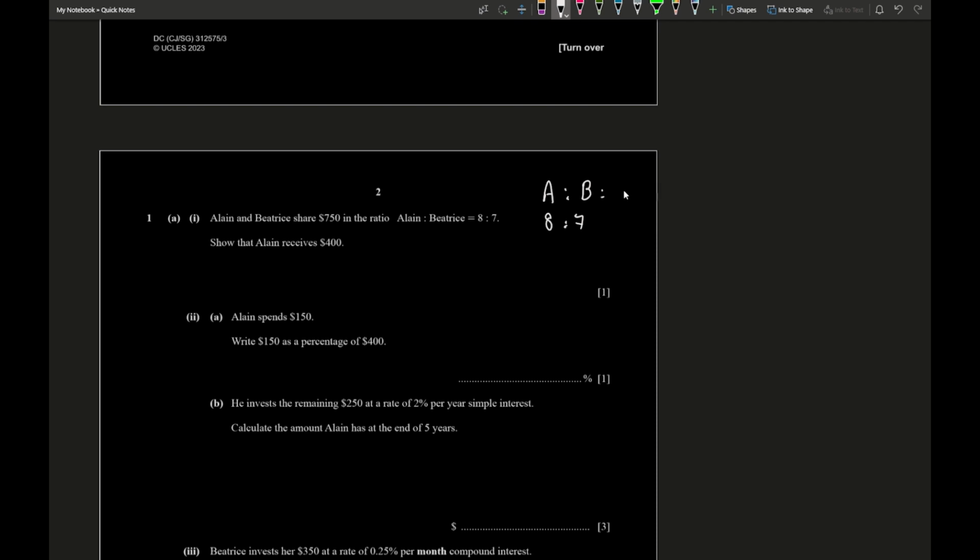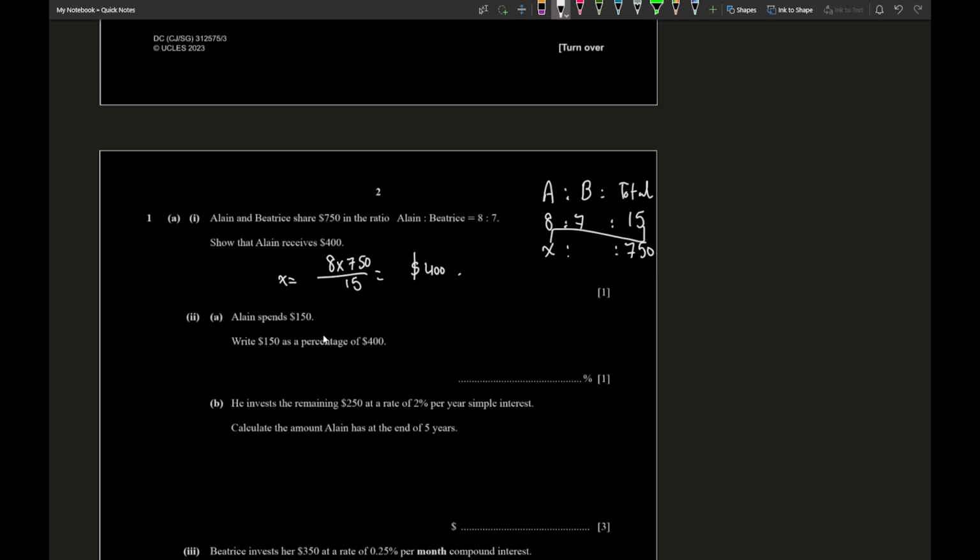Okay. فانت التوتال ratio عندك the sum of the two ratios 8 plus 7 is 15. بيقول لك that they both share $750 فهنكتبها تحت التوتال. بعدين بيقول لك show that Alan receives $400 فهتكتب تحت Alan X وهتطلع the value of X. هتعمل 8 times 750 divided by 15 شغلة تانية ابتدائي. ف 8 times 750 divided by 15 is equal to $400. Okay.